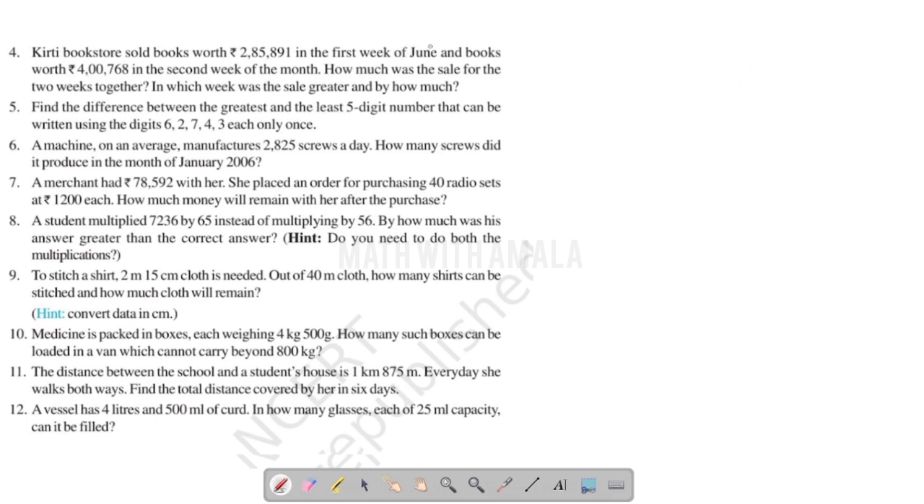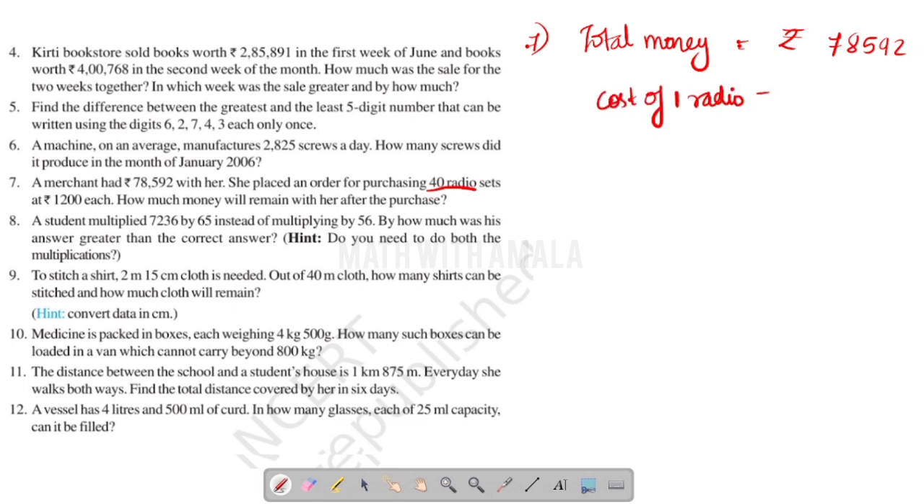A merchant had 78,592 with her. She placed an order for purchasing 40 radio sets at rupees 1,200 each. How much money will remain with her after the purchase? The total money is given here. Then she wants to buy radios. One radio's price is 1200 rupees. Cost of one radio is equal to 1200 rupees. So what will be the cost for 40 radios?